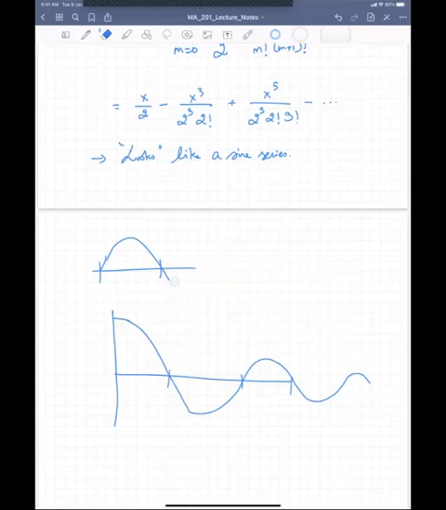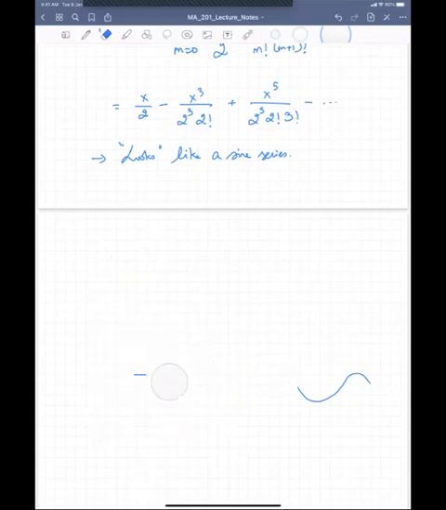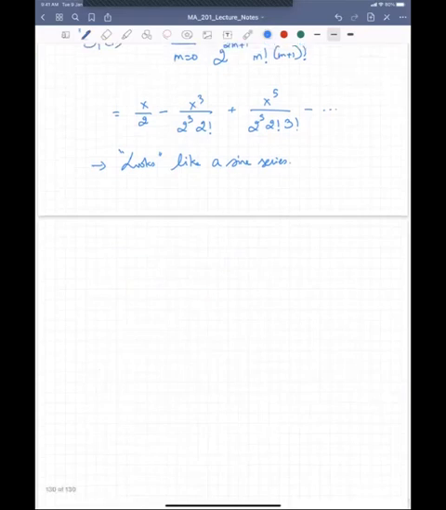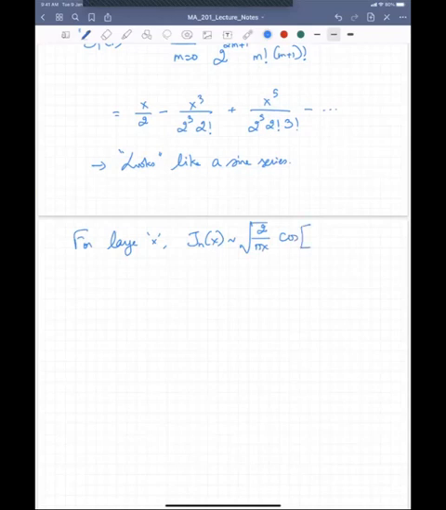So it has the pattern of a cosine series in some sense. And this is not just an ideal comparison. You can actually work out this pattern, and you can show that for large x, Jn of x can be approximately written as square root of 2 over pi x times cosine of x minus n pi by 2 minus pi by 4. So this is something that is possible to write down.